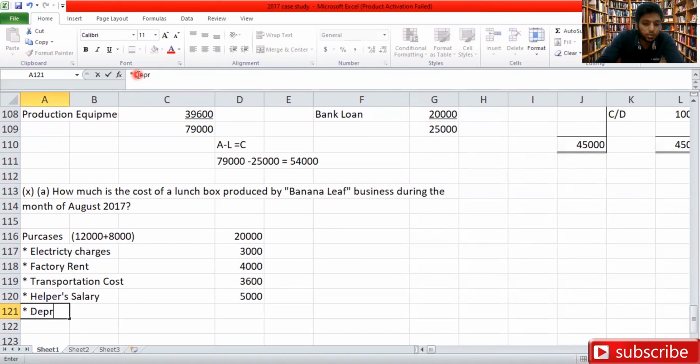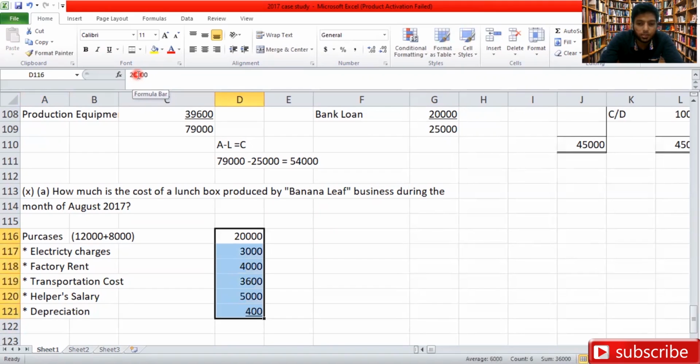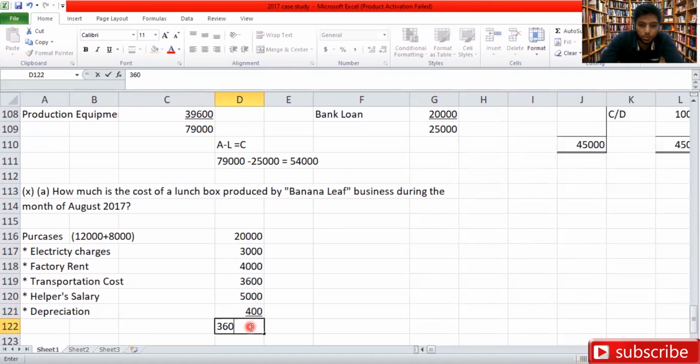We said as depreciation, we had a production equipment depreciation cost. I hope you remember how we calculated it. It was 400 for that month. So all these are part of cost. So I'm going to take the whole total. This is coming to 36,000. You might see when I take the Excel sheet, I don't want to add here, but I can see here it's 36,000. So I'll add here 36,000.